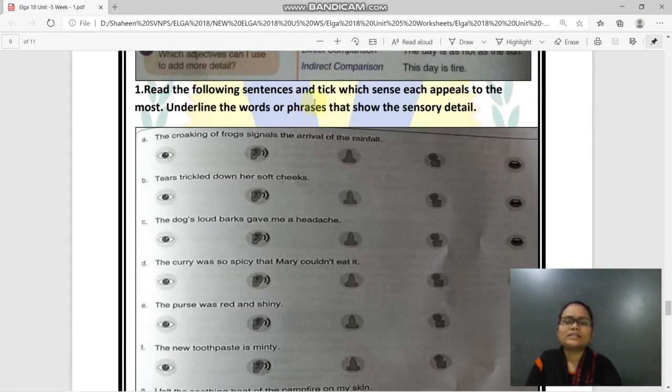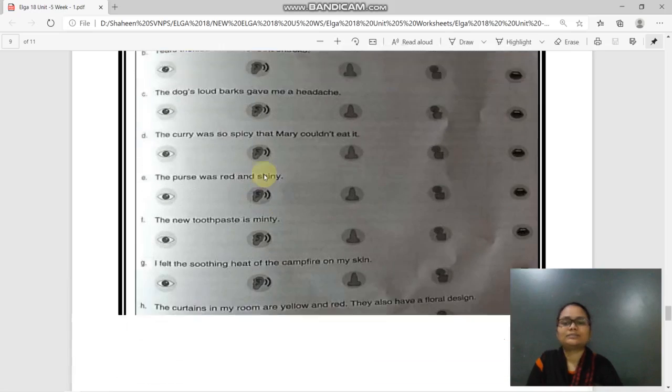Read the following sentences and tick which sense appeals the most. Underline the words or phrases that show the sensory details. So you are supposed to read all the sentences, children. Below each sentence you can see the senses are given for you all. Read and think to which sense it appeals and tick, children.